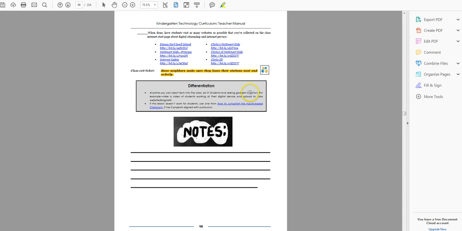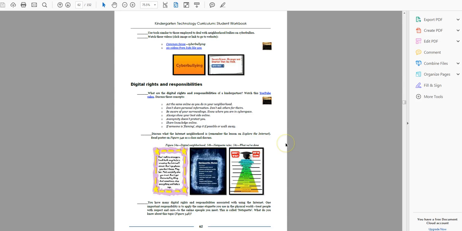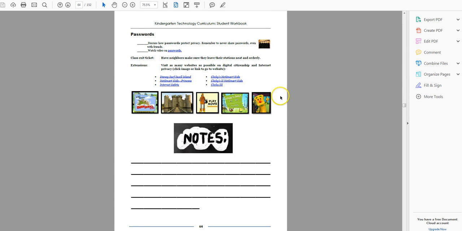Passwords, okay. And when you're done, this is a good exit ticket for all sorts of lessons. Have students check each other to make sure the station is as they found it, neat and orderly. Headphones over the tower, however you do that. iPads back in the cart, whatever way is the correct way, they'll check each other and make sure that happens as their exit ticket.